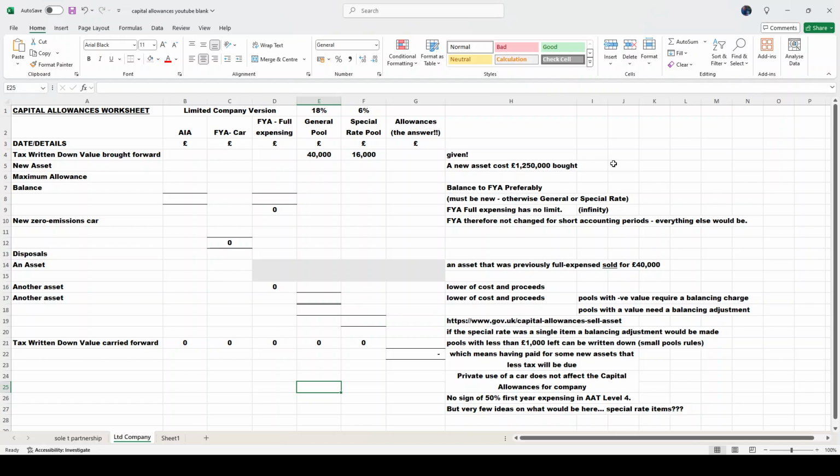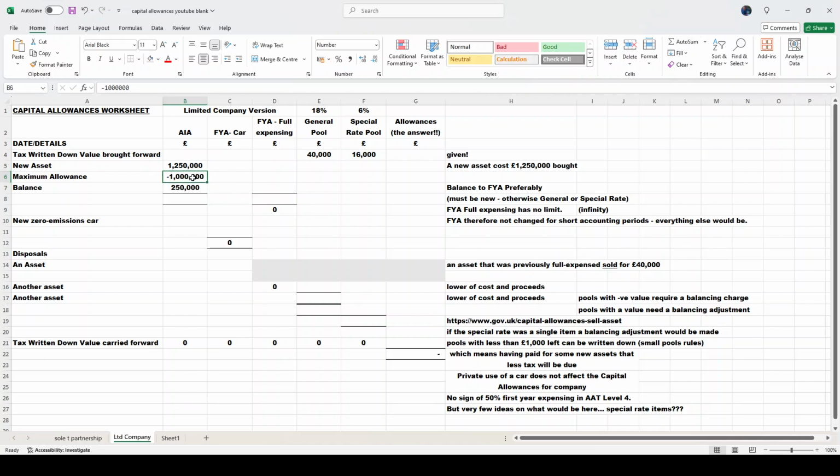So first of all, the AIA, Annual Investment Allowance. So within the rules, second-hand or new, not cars but vans would be included. We're allowed to claim up to £1 million back immediately in our next tax return effectively. So our new asset that costs us £1.25 million, maximum allowance is in the reference material. Leaving us a balance of 250,000.